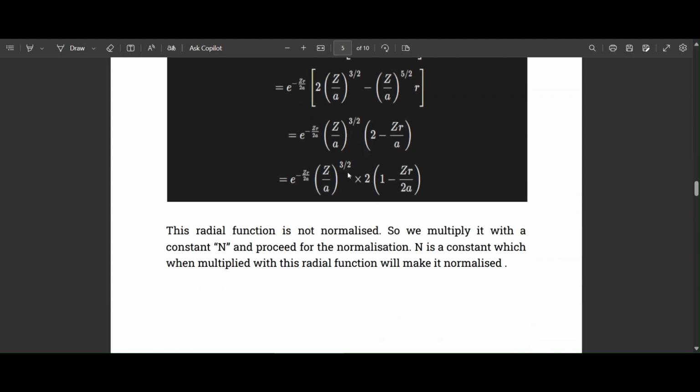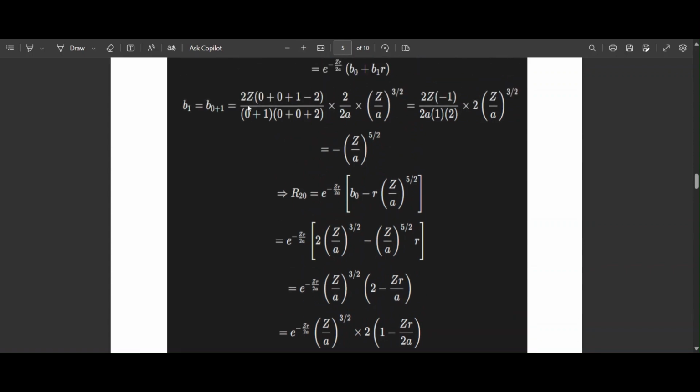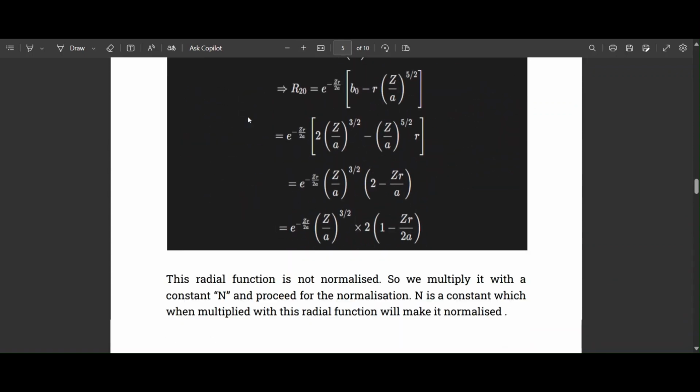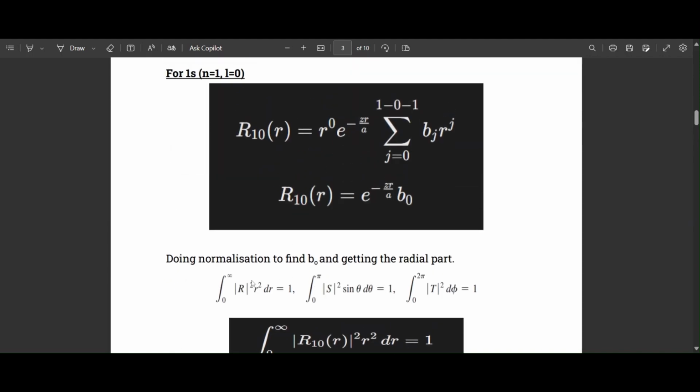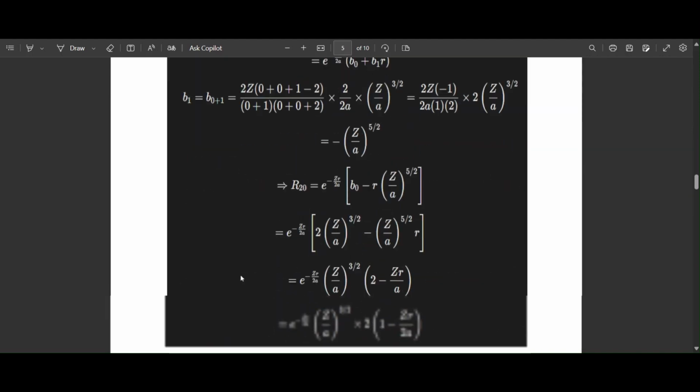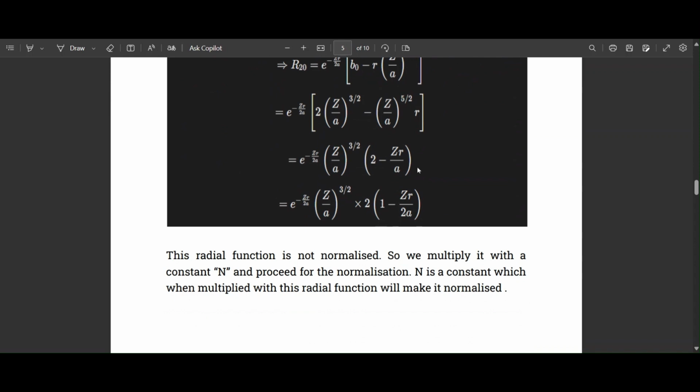Now the radial part has come, but this is not normalized, and we know that wave functions are normalized, so we have to normalize it again. In order to normalize it, we multiply it with a constant N and proceed with the normalization condition. We apply this condition again and multiply with N. What is N? N is a constant which, when multiplied with the radial function, will make it normalized.